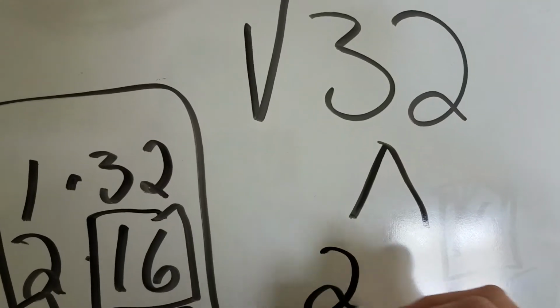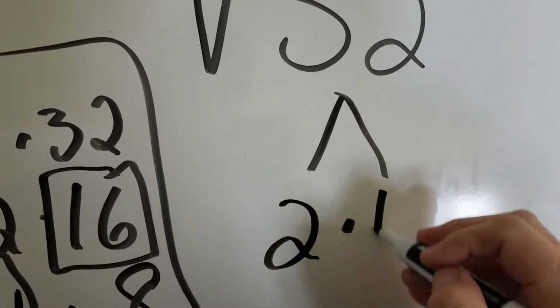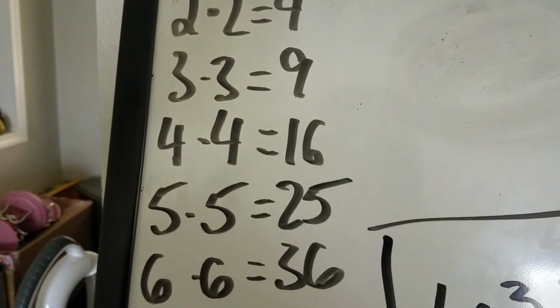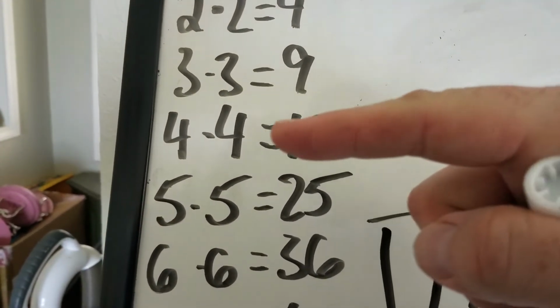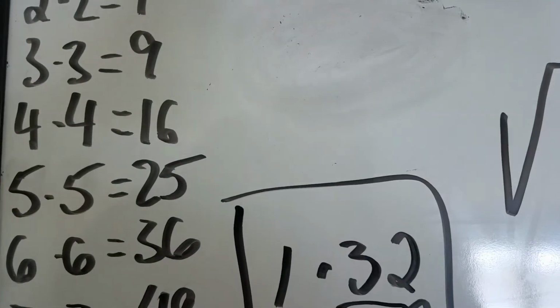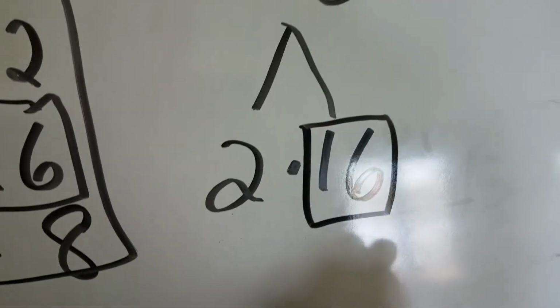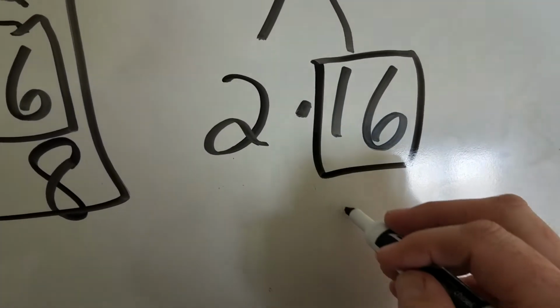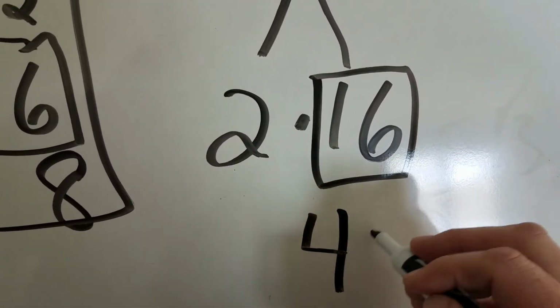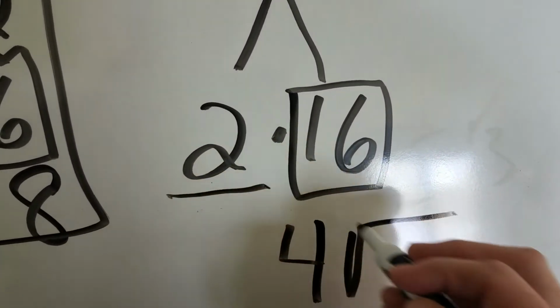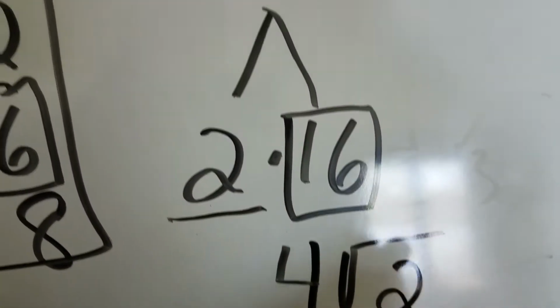2 times 16. Now, we know that 16 is a perfect square. And what's the square root of 16? 4. So right here, I'm going to take 16, I'm going to put a block around it. The square root of 16 is 4. What's left over? The 2 is going to go right here in the house, and that's your answer.